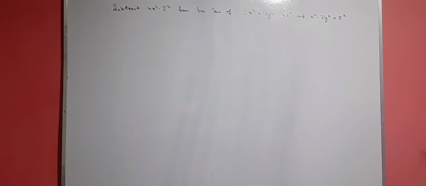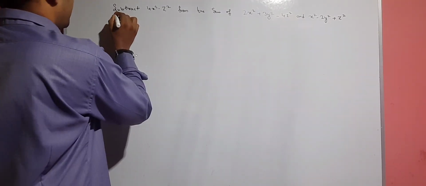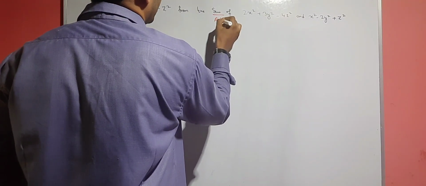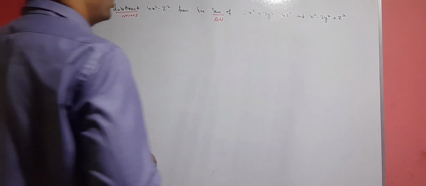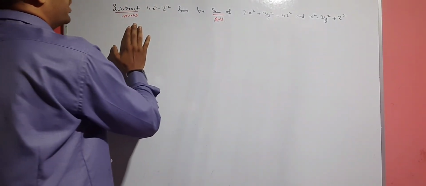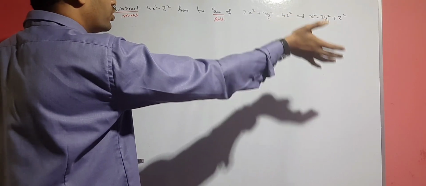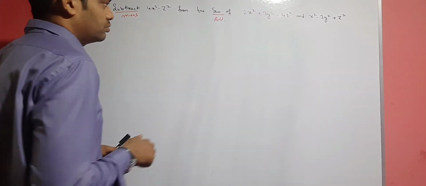So what we have to do? They are saying subtract this value from the sum. Sum means add, subtract means minus. So in a single question we will do subtraction and addition, possible? Why not? Subtract this one from the sum means from the sum you are going to get, from that you have to subtract this one. So we have to do addition first.